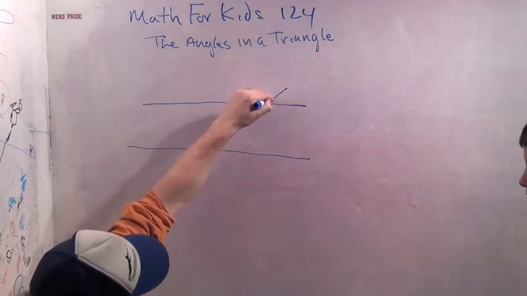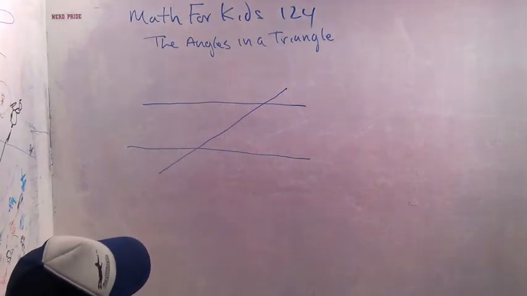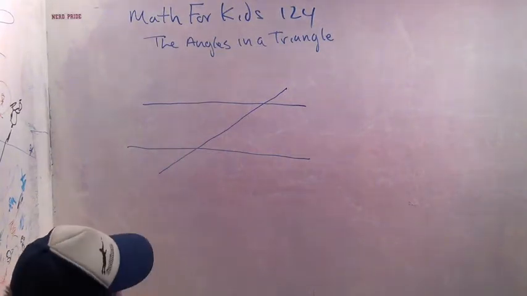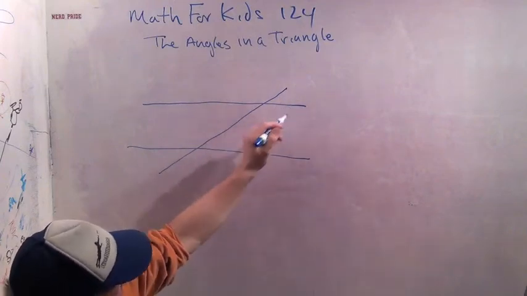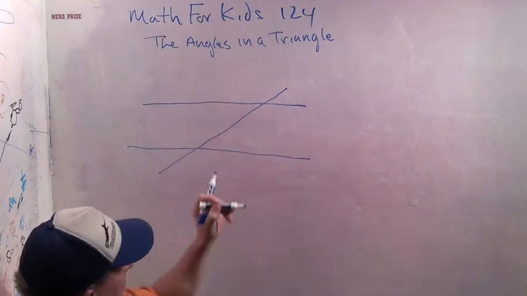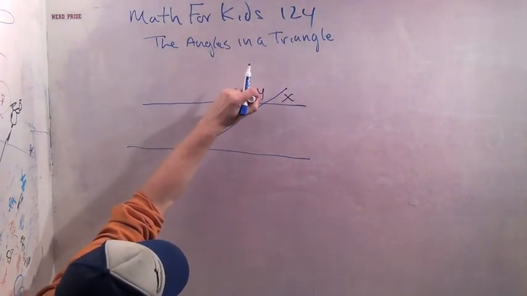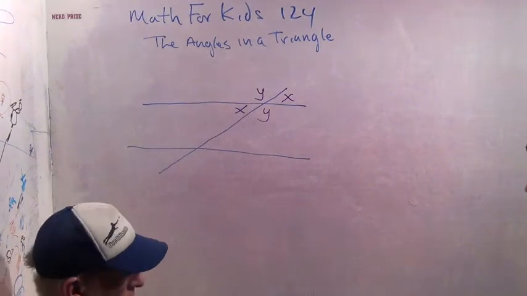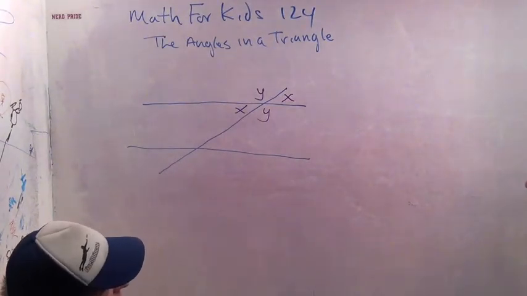Now, if I put a line right across two parallel lines, we know from what we just talked about, actually, let me see if I can draw it in purple, that this is x, and this is x, and this is y, and this is y. Think you can say anything else about some other angles in this picture?